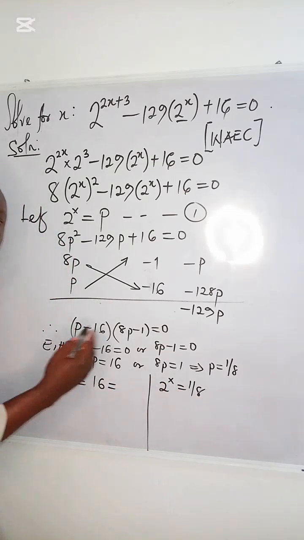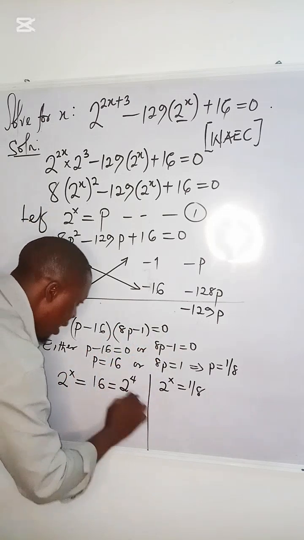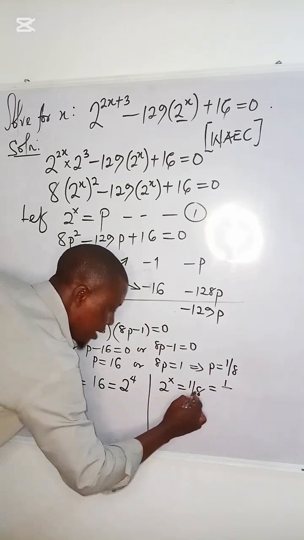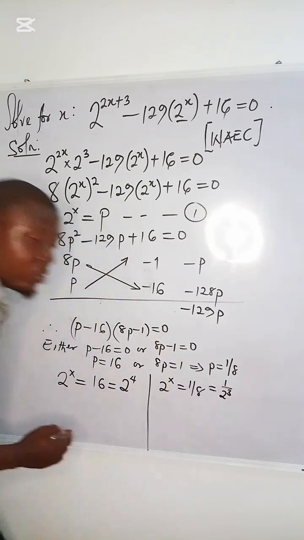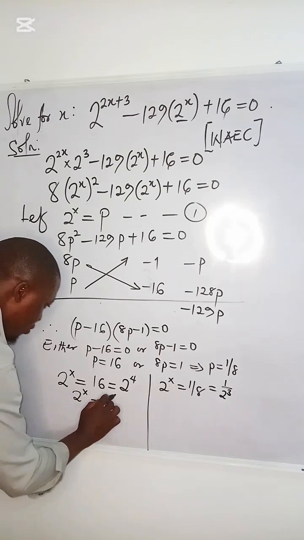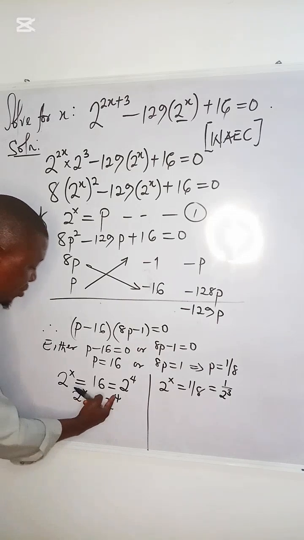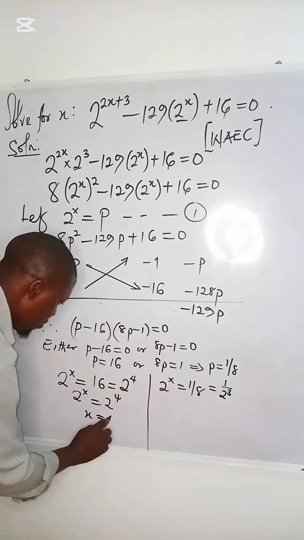16 can be expressed as 2 to the power of 4. 2 times 2 times 2 times 2 in 4 places. And don't forget that 8 can be expressed as 2 raised to the power of what? 3, okay? Now, further, this is 2 raised to the power of x is equal to 2 raised to the power of 4, right? That means that they have the same base, right? So that means that x is equal to what? Obviously, x is equal to 4.